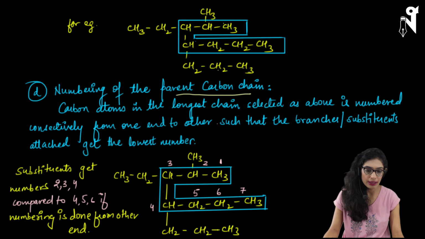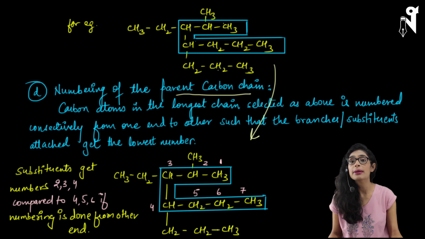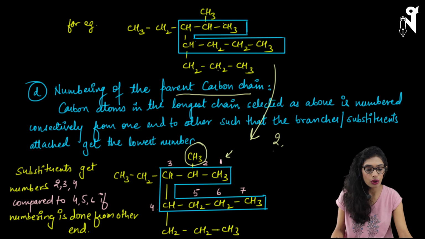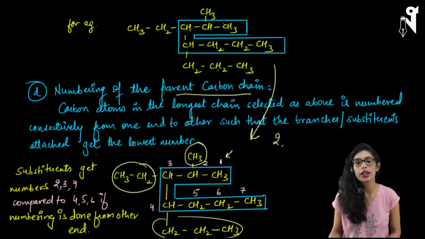So I am taking the same example over here. I have started numbering the compound, but what would be the basis for numbering? The basis would be whatever branches I have, those branches should get the lowest number. So let's see. If I start numbering from this end, it will be 1, 2, 3, 4, 5, 6, 7. So I have one branch which is on the second position, another branch on the third position, and another branch on the fourth position. So the branch positions are 2, 3, and 4.